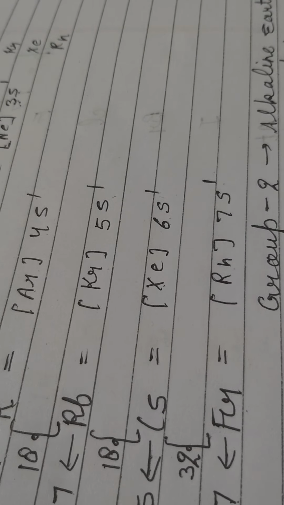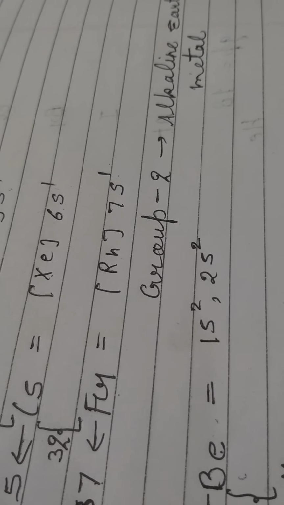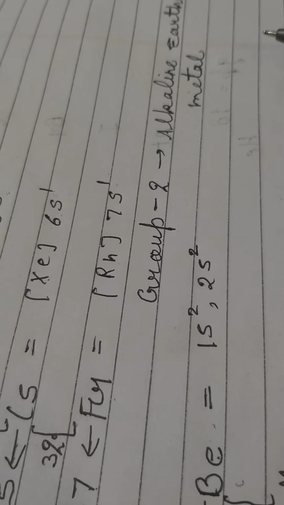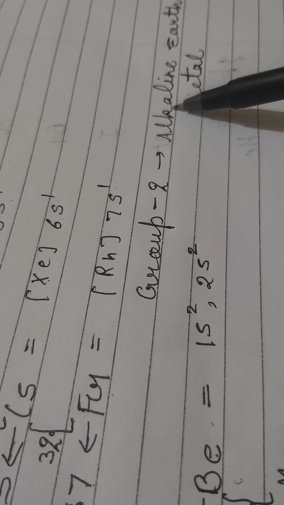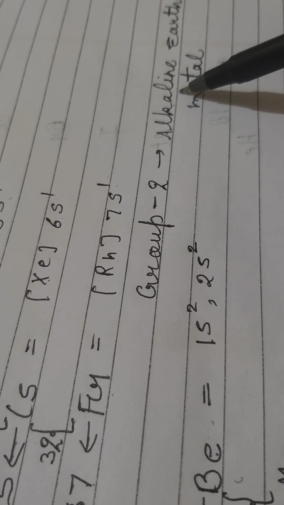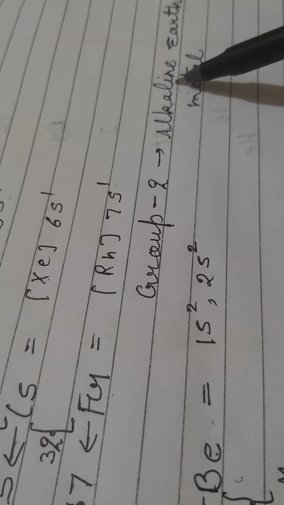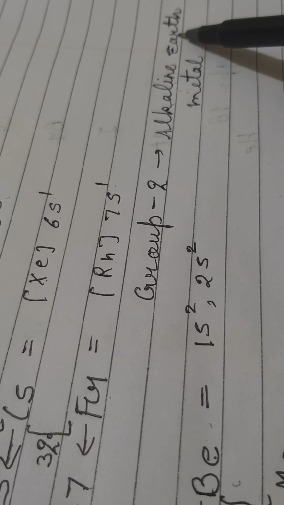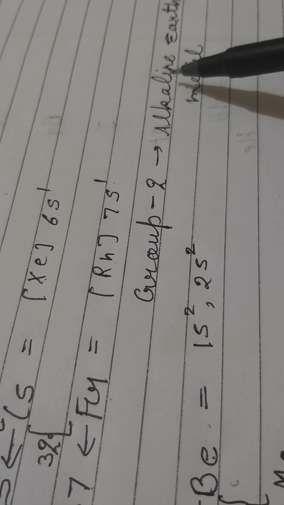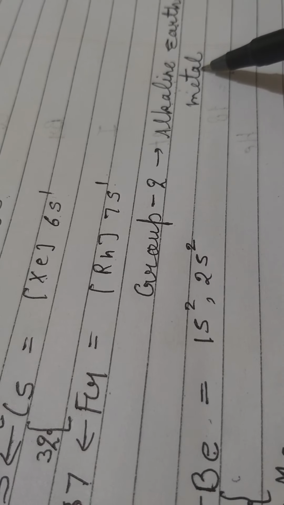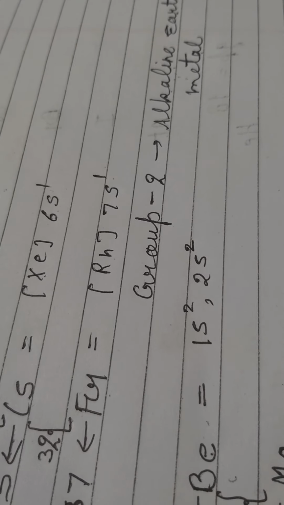Now let's talk about group 2. We call them alkaline earth metals because they also form water soluble bases, so we call them alkaline, but most probably they are found in the earth, so we have added the name alkaline earth metals. Let's start the electronic configuration.